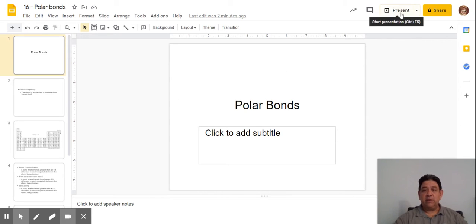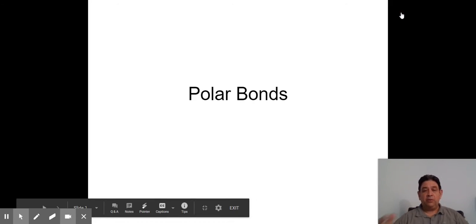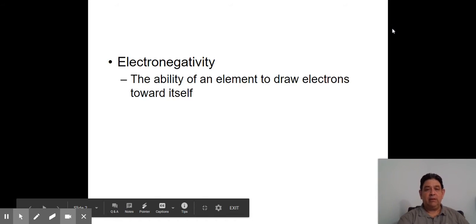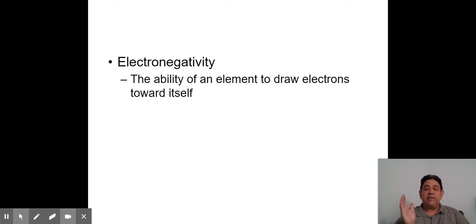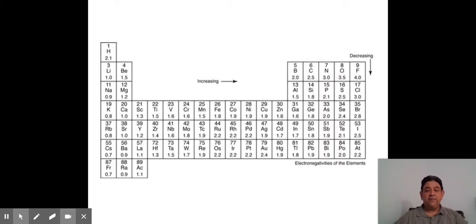So I'm going to go ahead and start here. We're going to talk about polar bonds. Let's go on to it. In order to understand what polar bonds are, you have to understand electronegativity. As it says right here, electronegativity, which we learned in chapter 6, is the ability of an element to draw electrons toward itself. And we have a number for electronegativity. It's a value. If you look on a table like this, every element has an electronegativity.